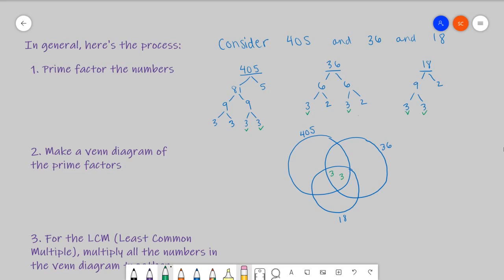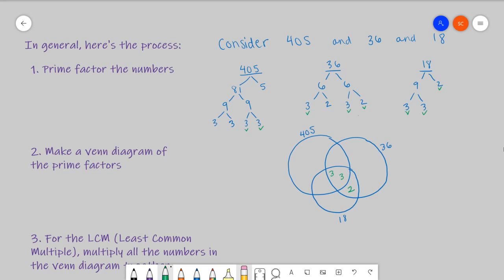Let's look at 36 and 18. Do you see how they both have a 2? So I'm going to take that 2, check it off. I'm going to put it in the overlap between 36 and 18. So 18 is done. I've got all its factors accounted for.